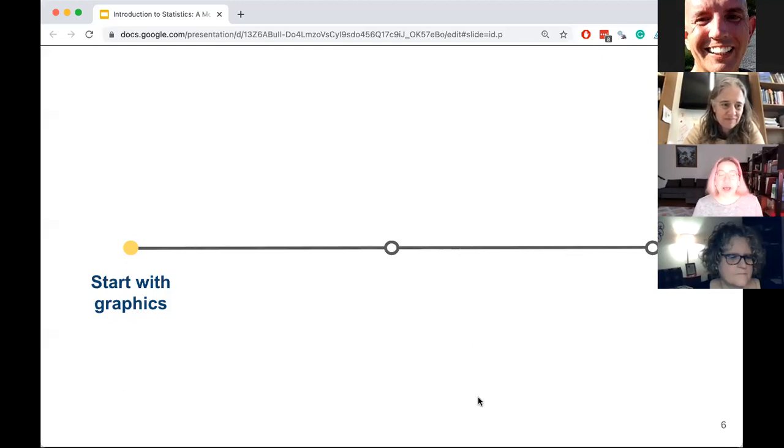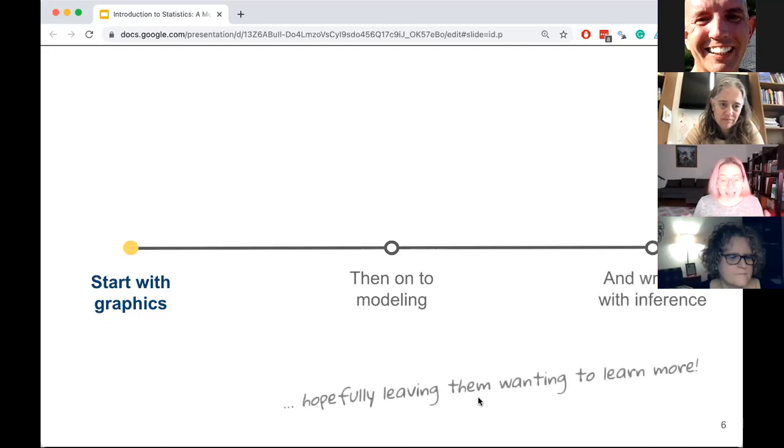All right. Our approach to teaching introductory statistics can be grouped into three categories: start with graphics, then on to modeling, and wrap up with inference. And importantly, hopefully leaving them wanting to learn more. Our goal with this introductory statistics curriculum is not to teach all of statistics, but to teach a curated and carefully selected portion of what fits into the introductory statistics curriculum, not necessarily trying to stick to what has already been there. Then hopefully we'll have returning students who can learn some of the material we didn't get to teach them in the intro stat course in a future class.